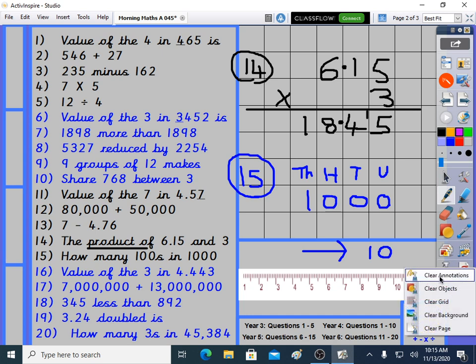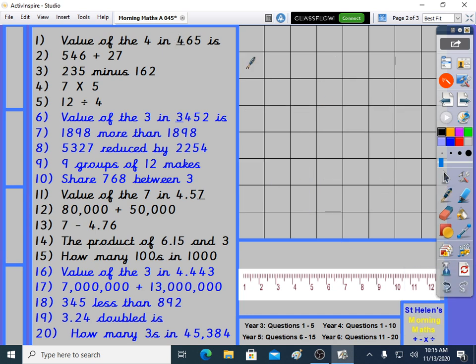Let's go to question 16. We have more place value work for year 6 now. 4.443. What's the value of the 3? I don't have room for "what is the", so: value of the 3 in 4.443. When there's decimals, I always go to the units first, which comes before the decimal point.